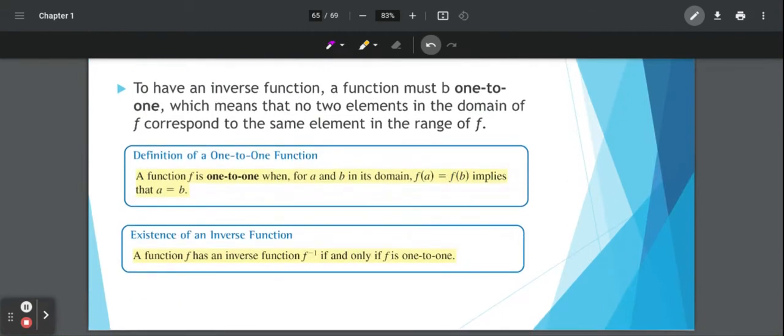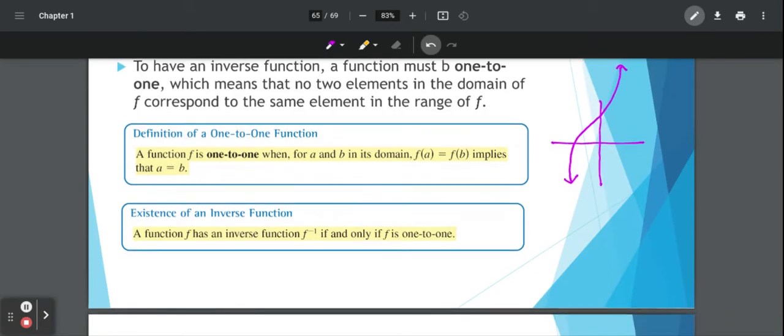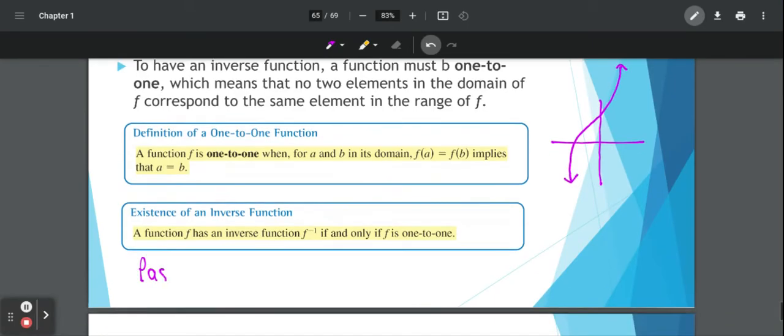So to have an inverse function, a function must be one-to-one, which means that no two elements of the domain, so no two x values, correspond to the same element of the range. So what that means graphically is, if we looked at this graph right here, this would be one-to-one, because a one-to-one function passes the vertical line test and the horizontal line test.